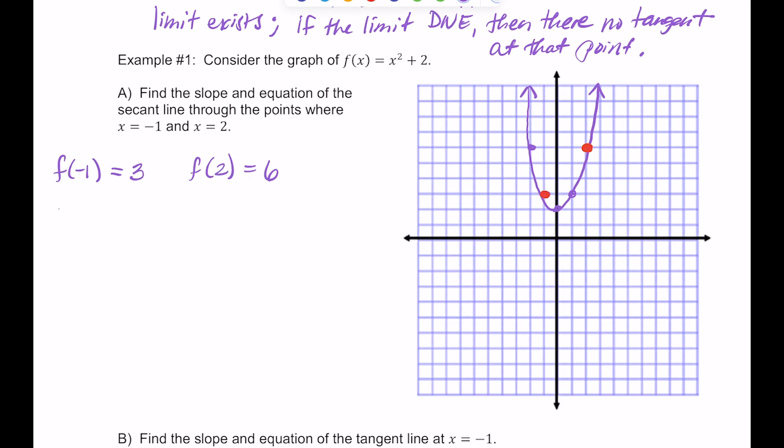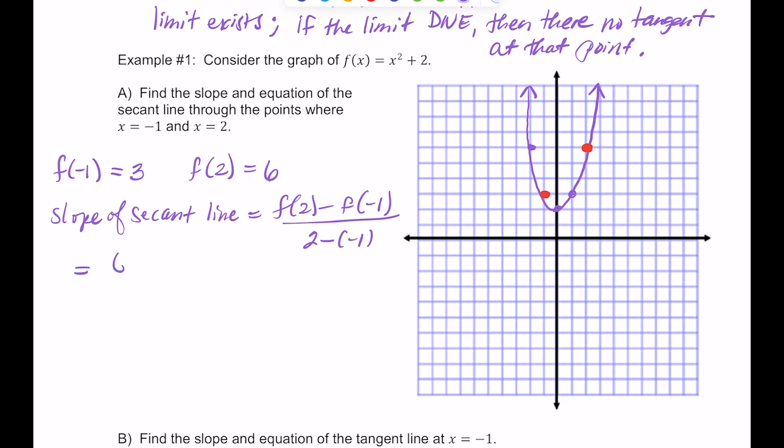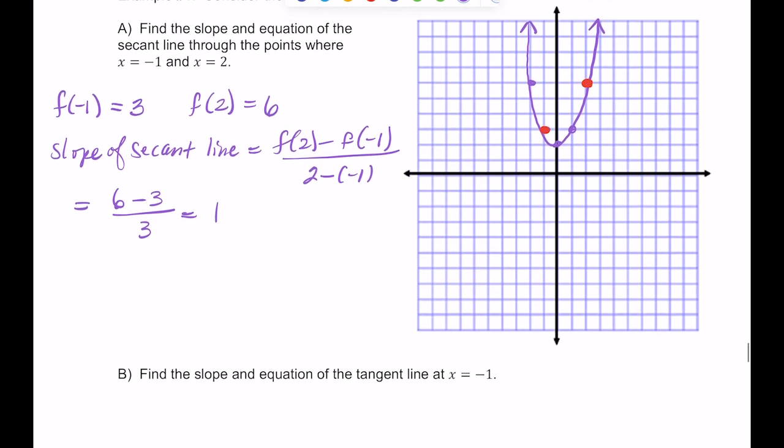So to find the slope of the secant line, that's just going to be f of 2 minus f of -1 over 2 minus -1. And f of 2 is 6, and f of -1 is 3, so it's just 6 minus 3 over 3, which is equal to 1. Okay, so that's the slope of the secant line.